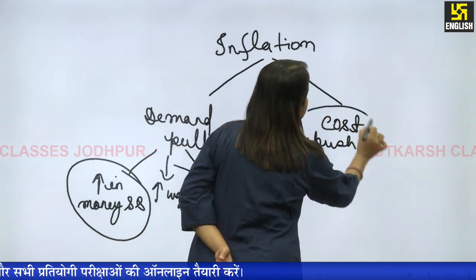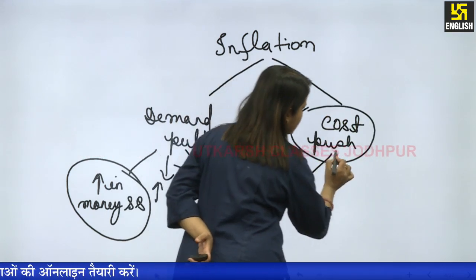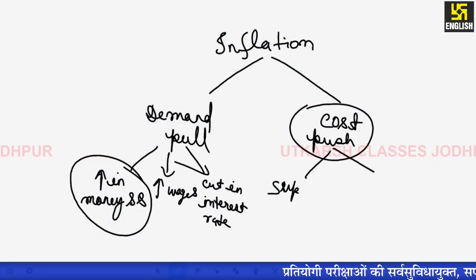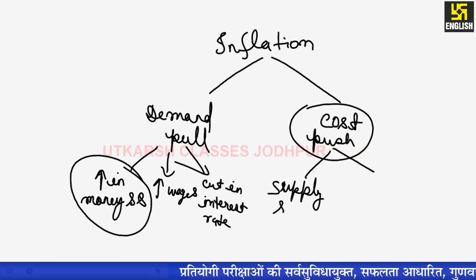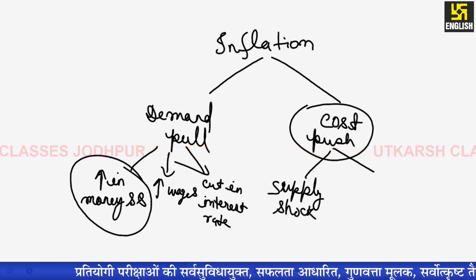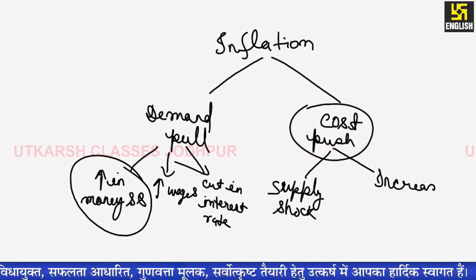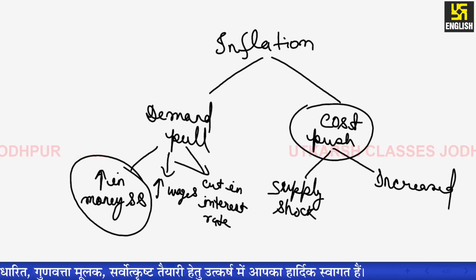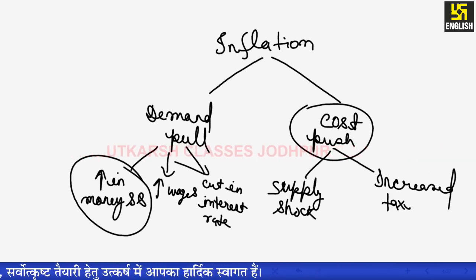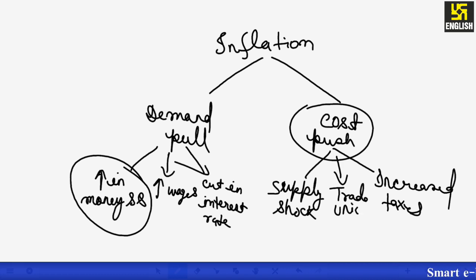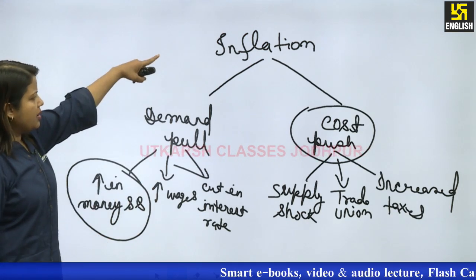Okay, cost push. As far as cost push inflation is concerned, the main reason is supply shock. This is called supply shock also. The second is increment in taxes, like VAT and indirect taxes. And the third is trade unions. Trade unions also increase the prices. So these are the reasons behind cost push inflation, and those are the reasons behind demand pull inflation.